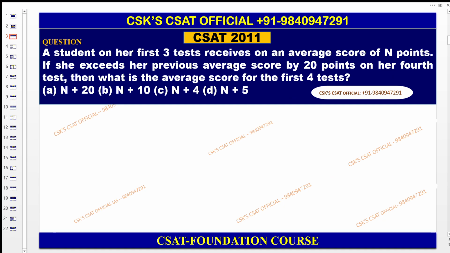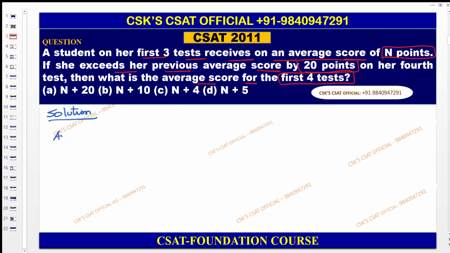A student on her first three tests receives an average score of n points. If she exceeds her previous average score by 20 points on her fourth test, then what is the average score for the first four tests? You need to find the average score for the first four. The basic thing you know about the average.